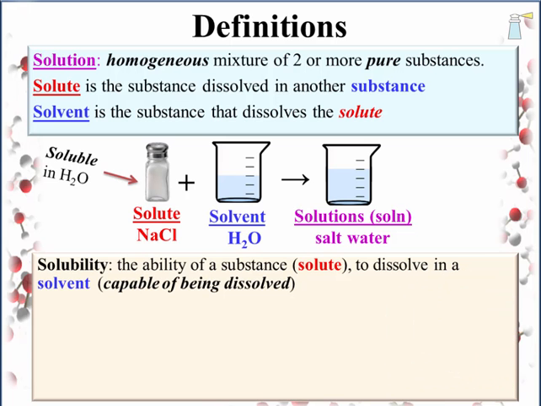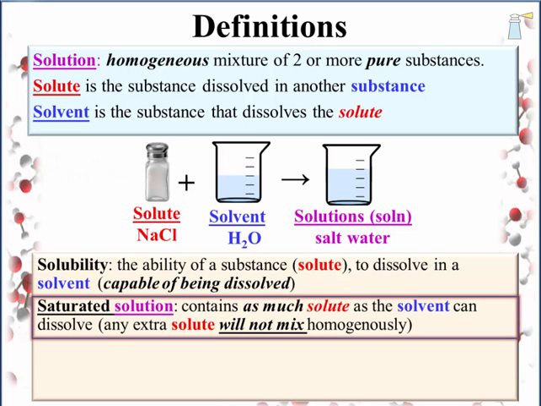Sodium chloride is soluble in water, but only to a point. That point is called its saturation. A saturated solution contains as much solute as the solvent can dissolve. The concentration is at the saturation point. Additional solute will not homogeneously mix in the solvent.